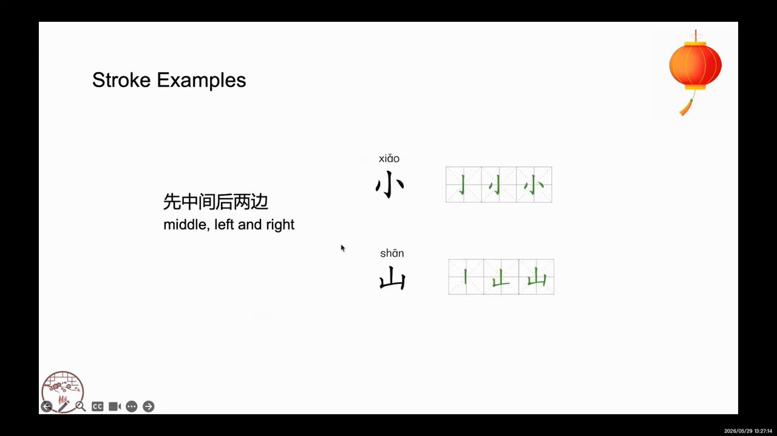For the symmetric characters, we start from the middle. So we start from the vertical hook, then we write the left one, then we write the right one, the right dot, the left rising. This is shan. Shan means hill. Hill. It looks symmetric, right? So we start from the middle. That's vertical line. Then we start from the left to right.